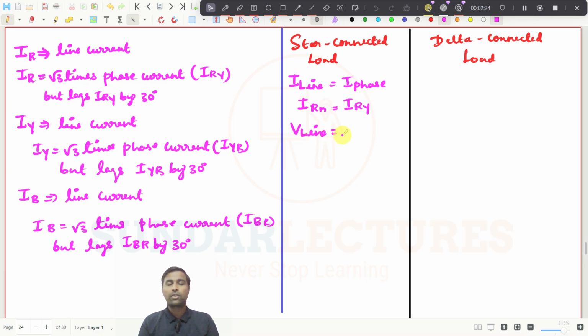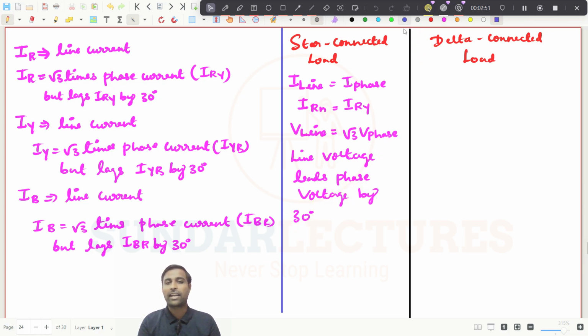As I'm just giving you an example here, the line voltage will be equal to root 3 times the phase voltage, but here the line voltage leads the phase voltage by 30 degrees, which means I can write it another way. That means VRY is equal to root 3 times VRN at an angle of 30 degrees, that will lead the value by 30 degrees.